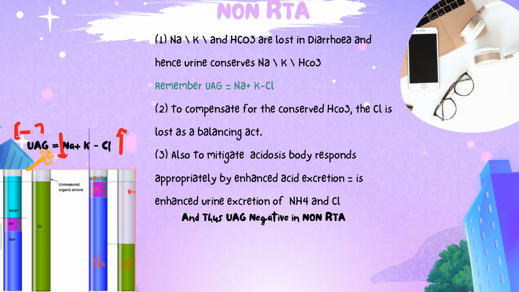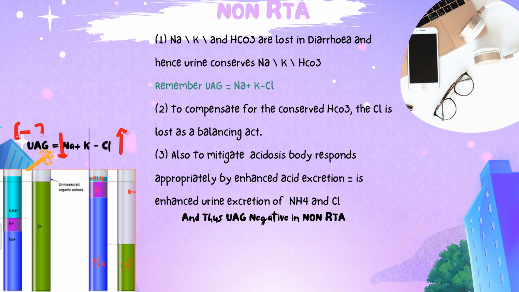Remembering that the urinary anion gap formula is the total of sodium plus potassium minus chloride. To compensate for the conserved bicarbonate, the chloride is lost as a balancing act. So you have less amount of the cations, sodium and potassium, and more amount of the anion chloride. Also, to mitigate the acidemia, the body appropriately responds by enhanced acid excretion, which is in fact enhanced ammonium and chloride excretion.